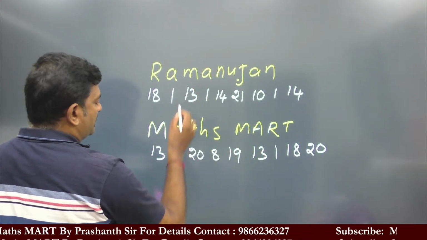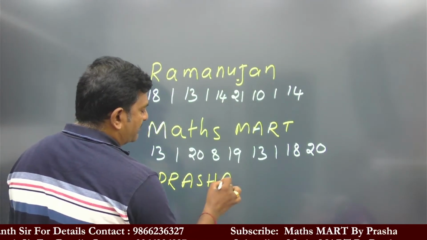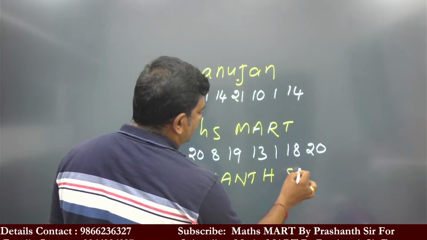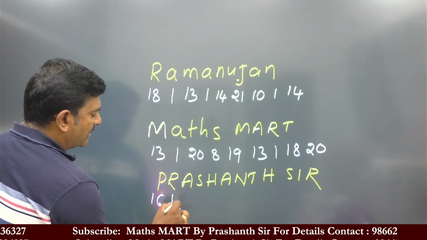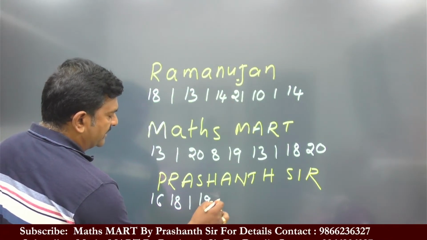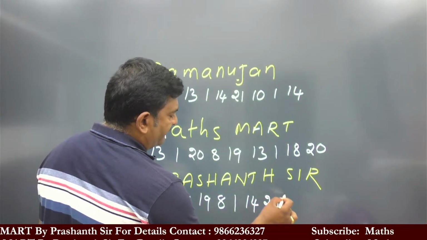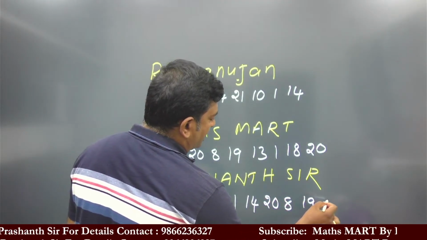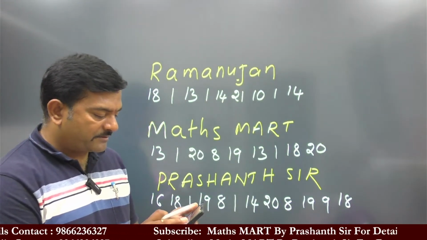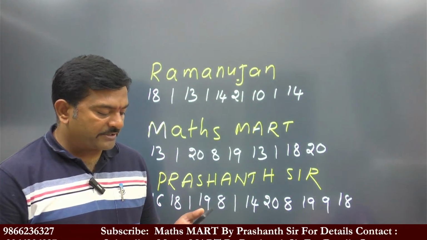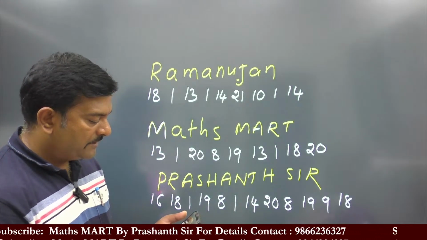Now let us take one more word here. Let's say for example I'm writing MART Prashanth sir, my channel name. P means 16. R means 18. A means 1. S means 19. H means 8. Again A means 1. N 14. T 20. H 8. S means 19. I is 9. Finally R means 18. Have you understood what I am trying to convey? Please let me know. Okay, right, very good.